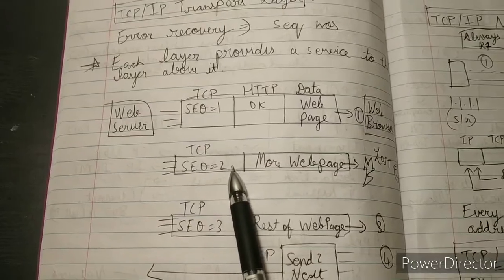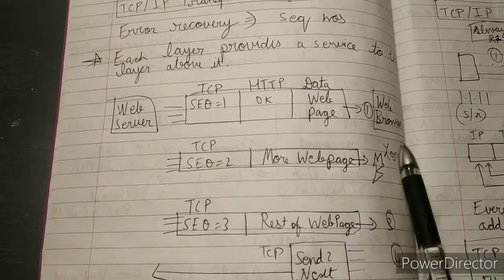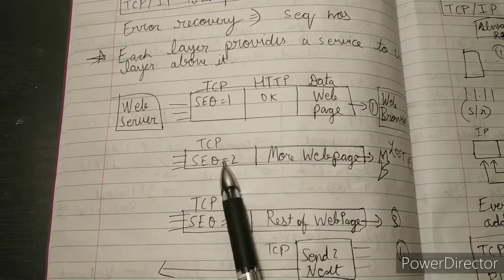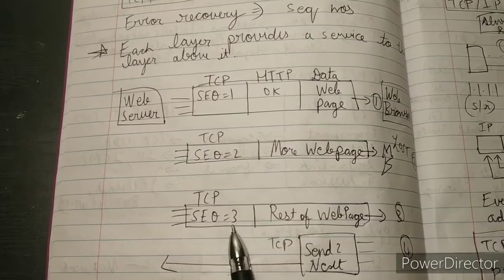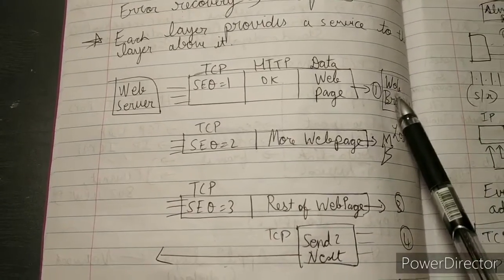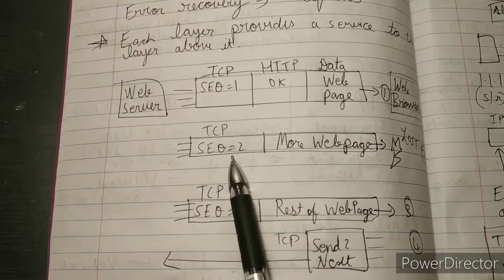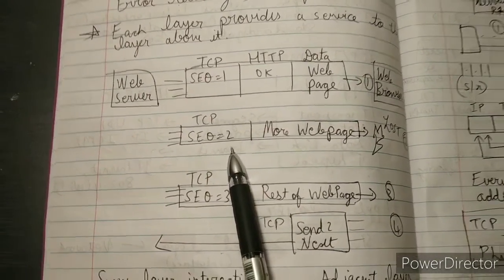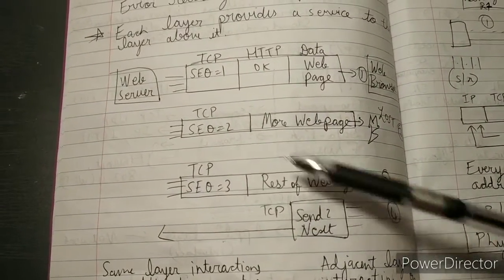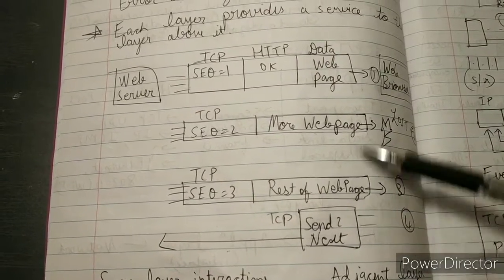But here in this example, the sequence number 2, which has more data about the web page, gets lost. But the transfer continues and the TCP sends the sequence number 3 with the rest of the web page. But what happens is the web browser needs the web page part which includes the sequence number 2. So for doing the error recovery, it will send the message to the web server like, I need the sequence 2 message.